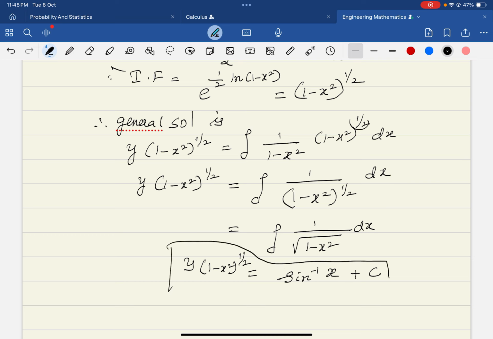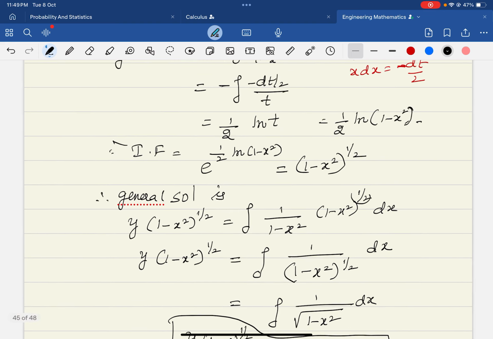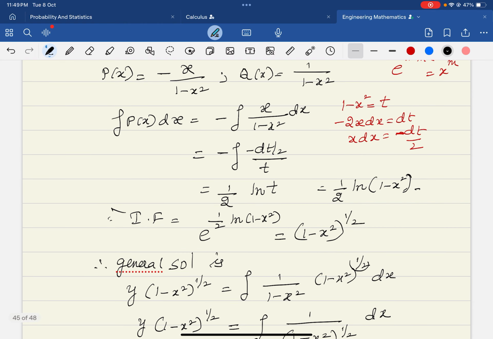So with this we have completed the linear differential equations. In this lecture I have explained what is meant by a linear differential equation, what the standard form is, and what the steps involved to get the solution are. All this we have done, and we have completed nearly 6 problems. I hope you have got the idea of how to solve linear differential equations.